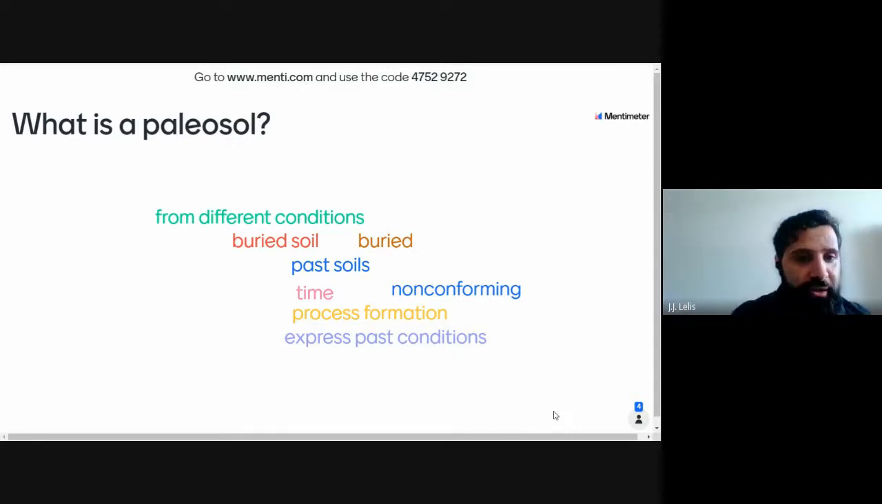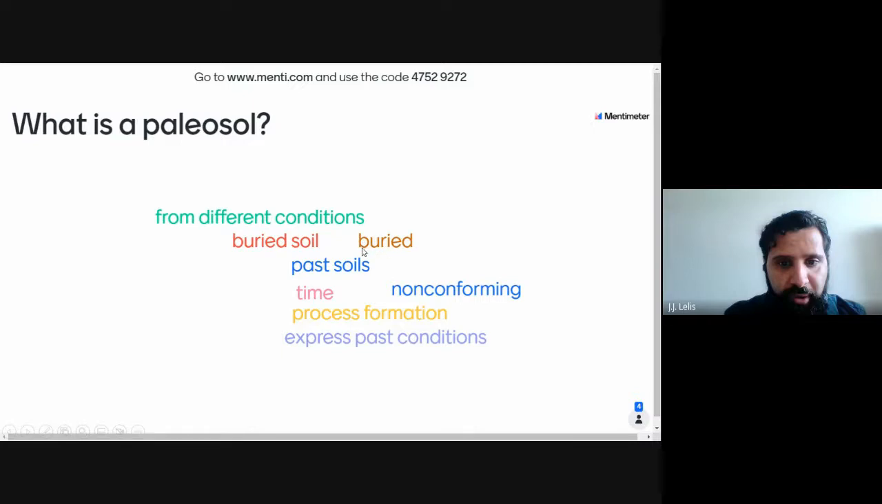It's a good definition. But I ask you if you can find every paleosol only formed in different conditions. So can we use just this as a boundary, or can we use other boundaries? We can use other properties to identify a paleosol, like being buried. Do you think that paleosols should be buried or they shouldn't be buried?